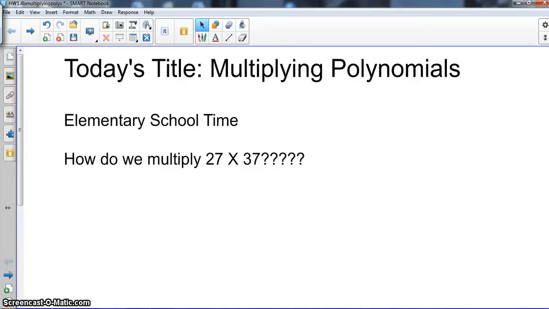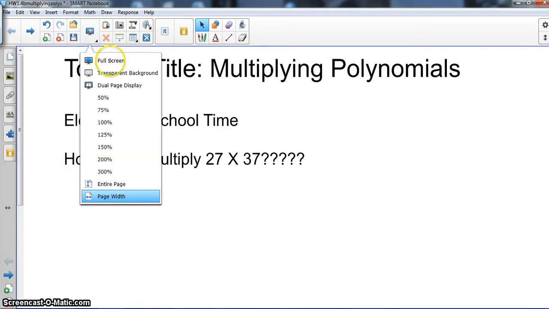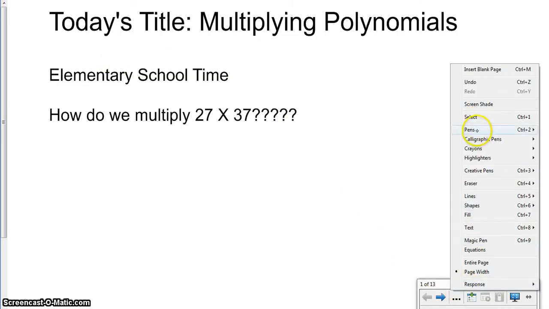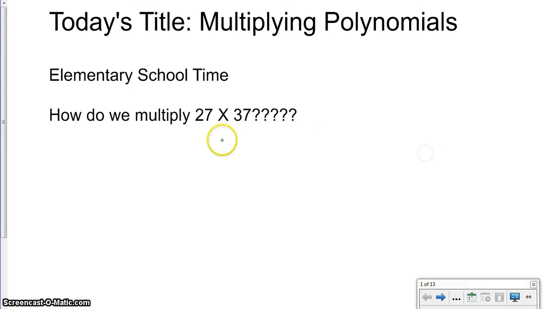Today's lesson is about multiplying polynomials, and we're going to start with elementary school. When you were in elementary school, how did you multiply 27 times 37? Well, if you were like the typical elementary school child, your teacher probably ended the lesson with something like this.